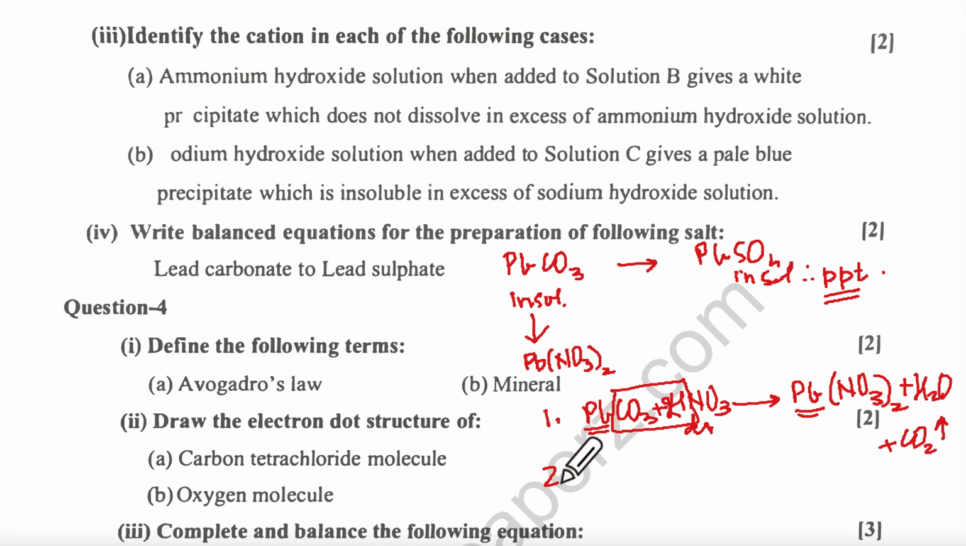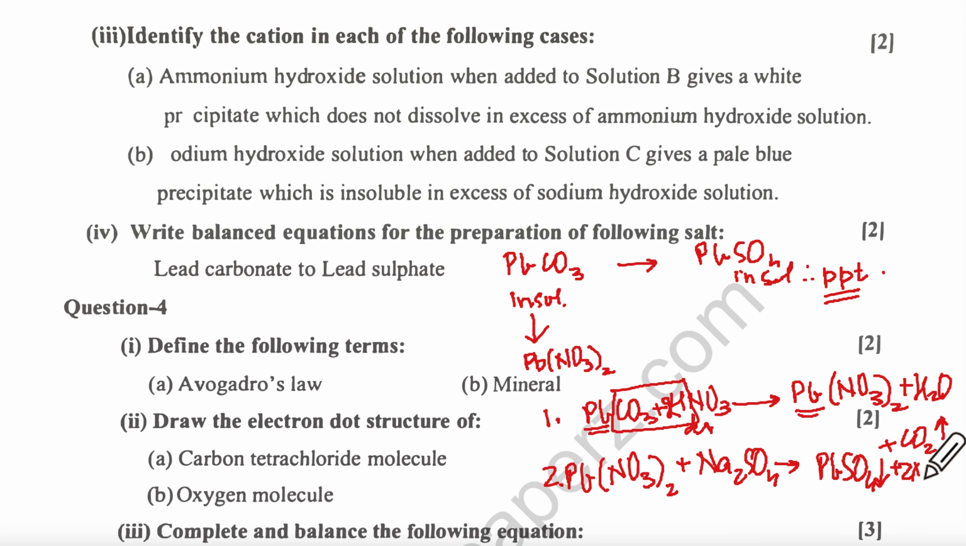The second reaction: I will take that Pb(NO3)2 plus Na2SO4. I will take a sodium compound, remember, Na2SO4, and that will give PbSO4 precipitate, down arrow, plus 2 NaNO3. So that is how. Pb(NO3)2, and not 2 Pb(NO3)2, in the second reaction.